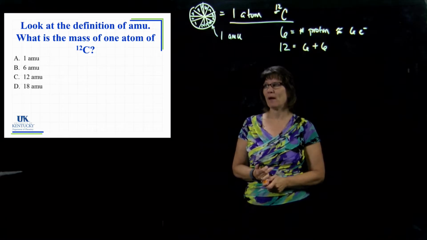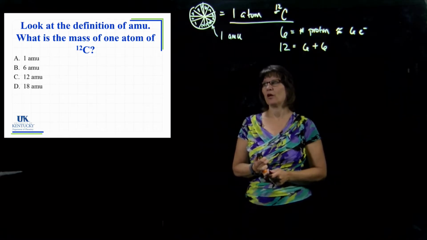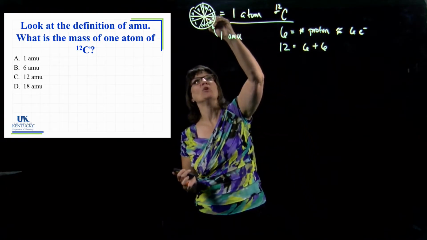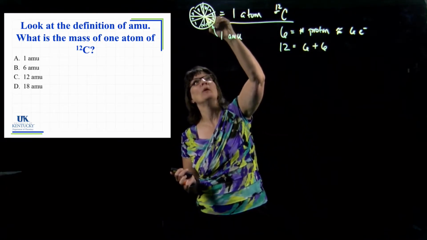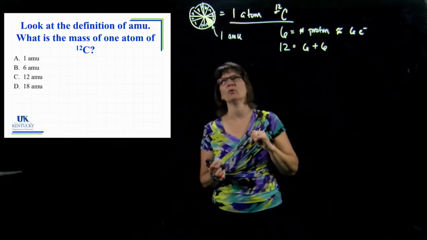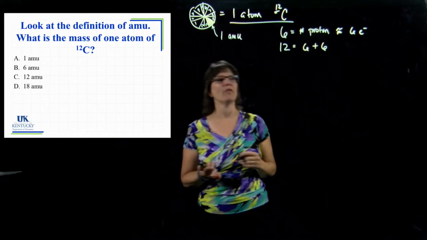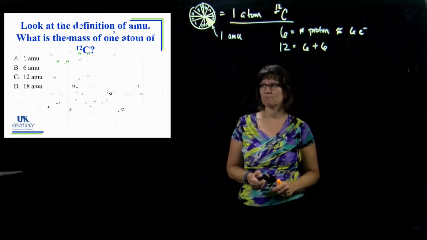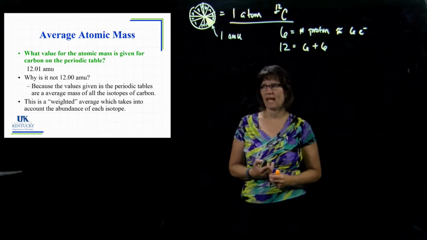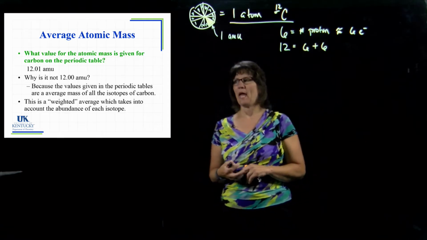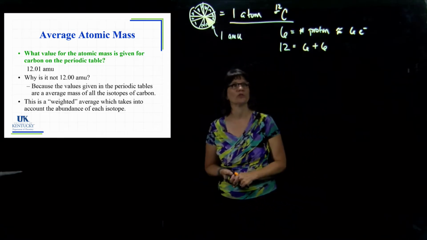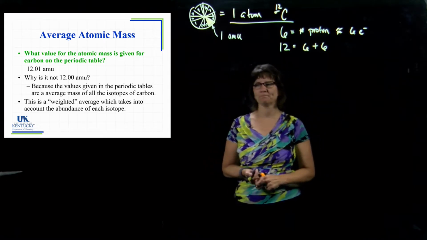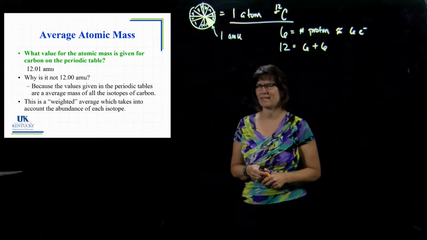Okay, hopefully you came up with the answer C, that it would have 12 AMUs. If the definition of 1 AMU is just this one little piece here, and the whole atom has 12 of those, then the atom would have to weigh 12 AMUs. All right, now when we go to the periodic table and look at the value given to us, it doesn't say 12, it says 12.01. The question is, why doesn't it say 12?